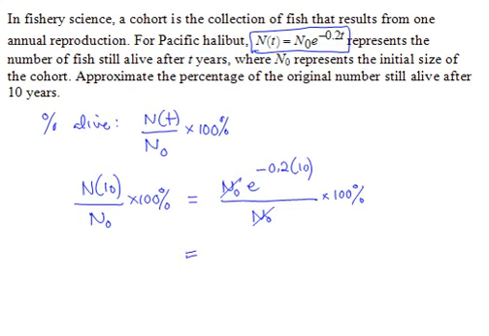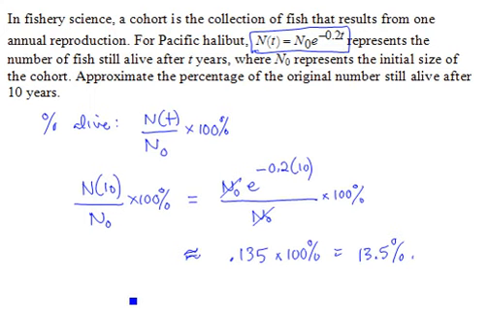Now it's time to go grab a calculator. I'll pause it while I do that. E to the negative 0.2 times 10, or e to the negative 2, is equal to 0.135. Actually, that's rounded to 3 decimal places, so I'll change this to approximately equal to. Then times 100%, that gives me 13.5%. So the number alive after 10 years is about 13.5%.